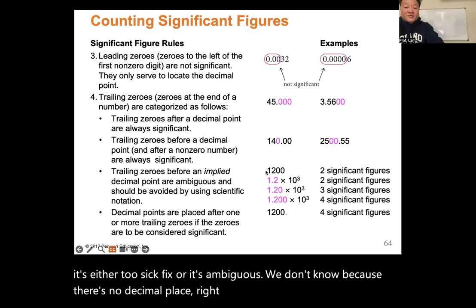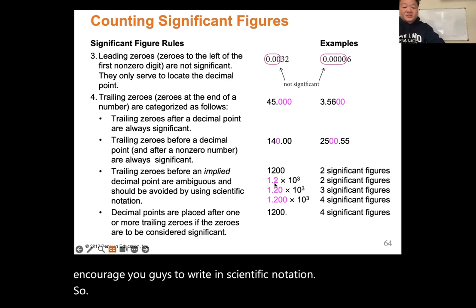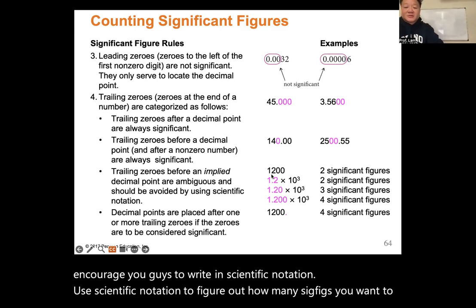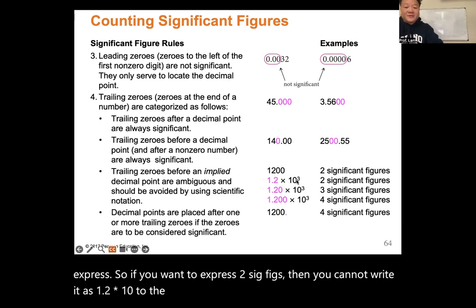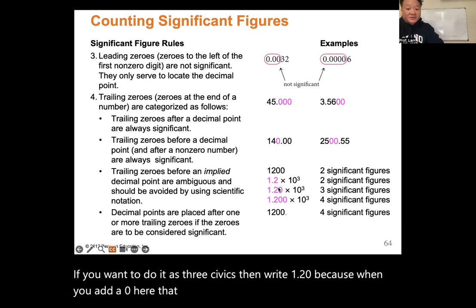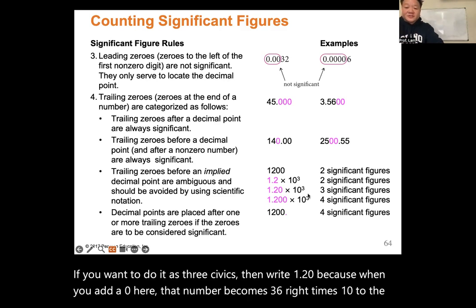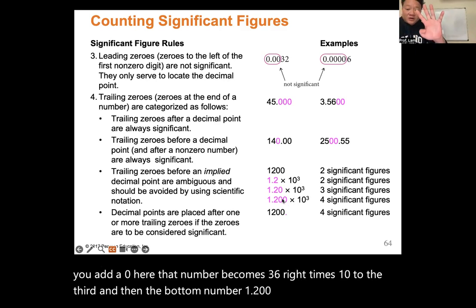So rather than writing 1200, I encourage you guys to write in scientific notation. So use scientific notation to figure out how many sig figs you want to express. So if you want to express 2 sig figs, then you're going to write it as 1.2 times 10 to the third, right? Using scientific notation. If you want to do it as 3 sig figs, then write 1.20, because when you add a 0 here, that number becomes 3 sig figs, right? Times 10 to the third, okay? And then the bottom number, 1.200, okay, that's 4 sig figs.